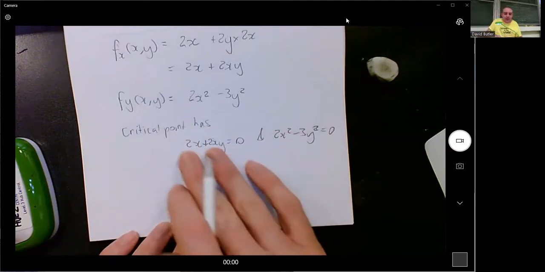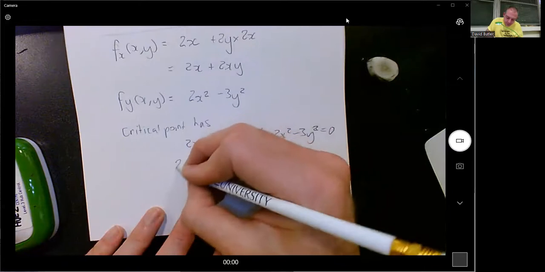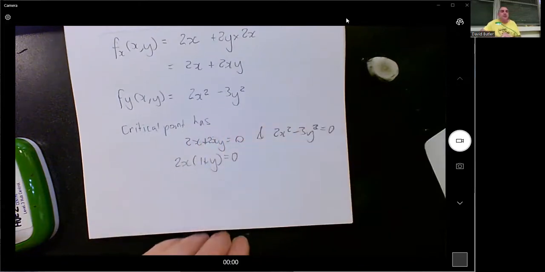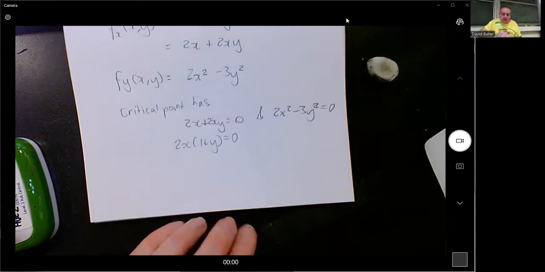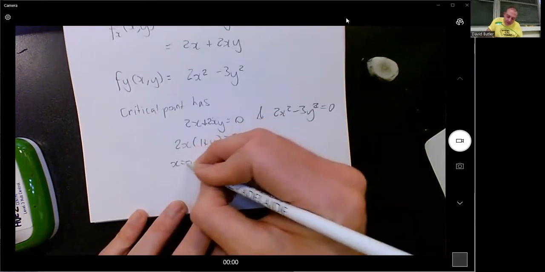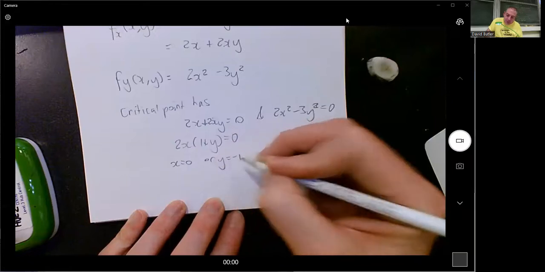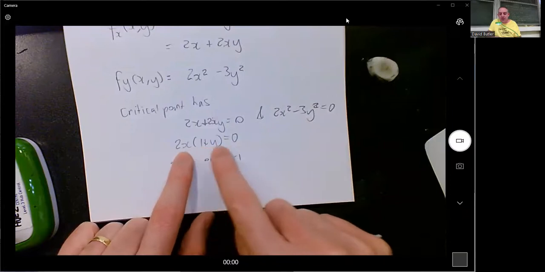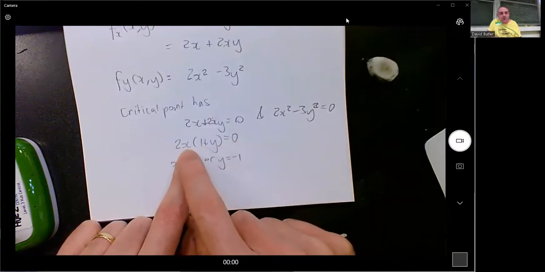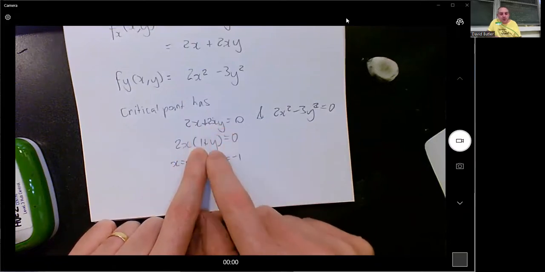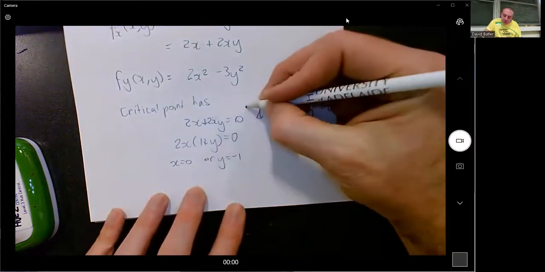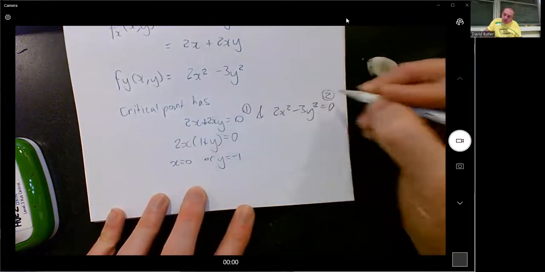At the moment, I can see that I can factorize this one like that. And so I get that either x is 0 or y is -1 based on this information here. Because multiplying things together to make 0, one of them has to be 0, so 2 can't be 0 because it's 2. X could be 0 or 1 plus y could be 0, which makes y -1. I'm just going to give them number 1 and number 2.